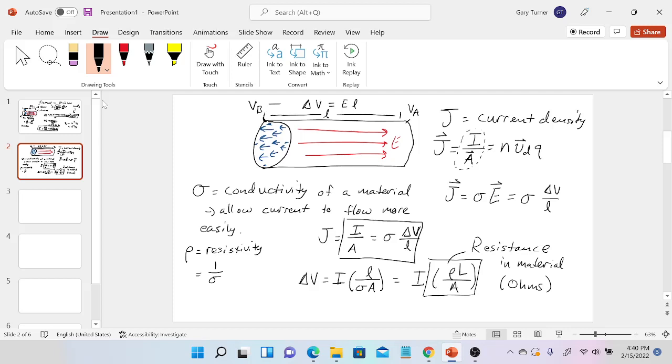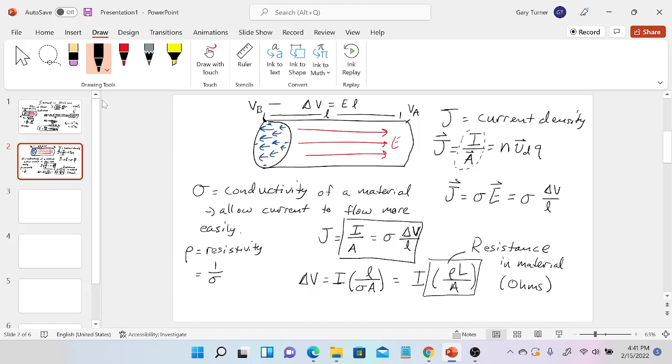But the larger you make your cross-sectional area, or the larger you make your wire, the more space there is for the electrons to flow through. So it should make some sense that the longer you make your material, the more atoms any given electron will have to bump into. But the wider you make your material, the more space each electron has to flow. And so it should be proportional to the length, but it should be inversely proportional to the area.